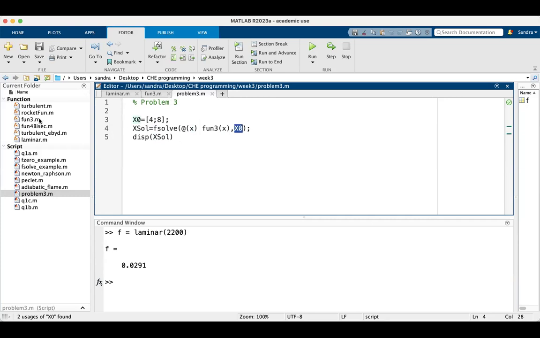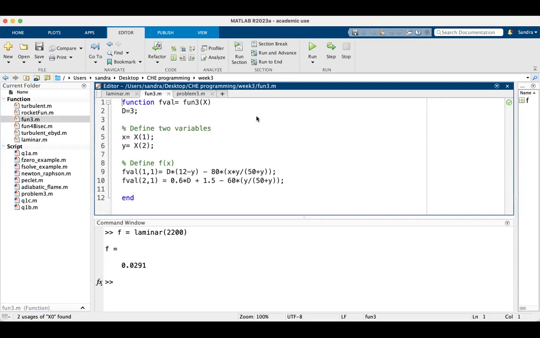But what is fun3? That is an important part. Fun3 takes an input x. And if you see the equation, there is a constant given, d.